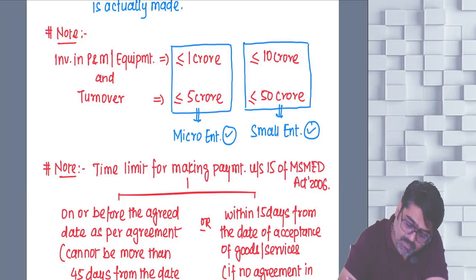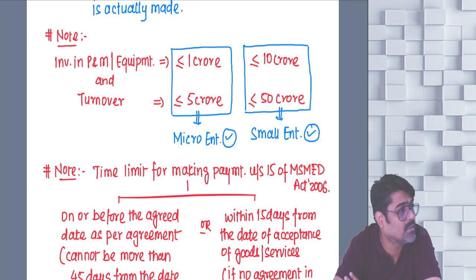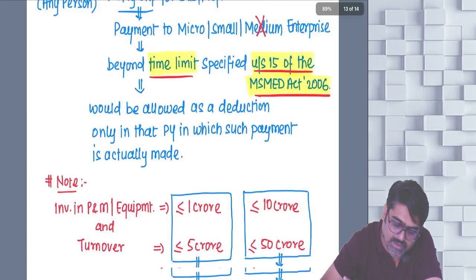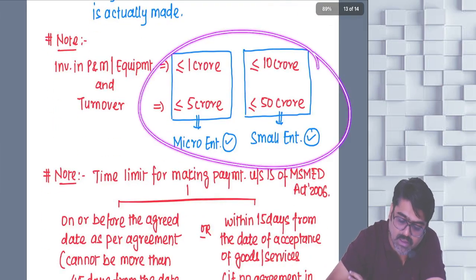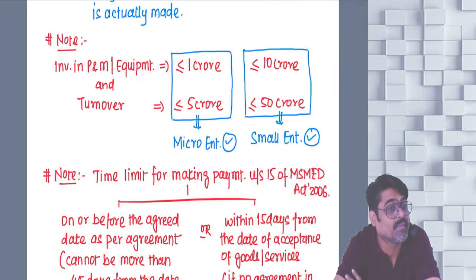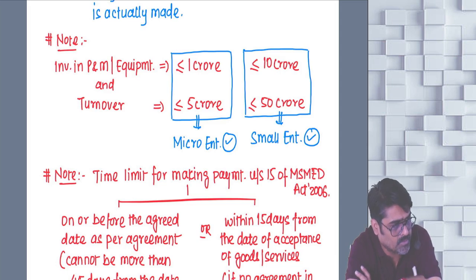Understood? So what is a micro enterprise? First of all, let me explain this. Then I'm going to take you to that ICAI study material where you are looking at that. So at the time when the amendment came, this was the definition of micro enterprise and small enterprise. Now that has been changed. It is given in your study material also. But first let me explain this, only then you will understand what change they have brought.